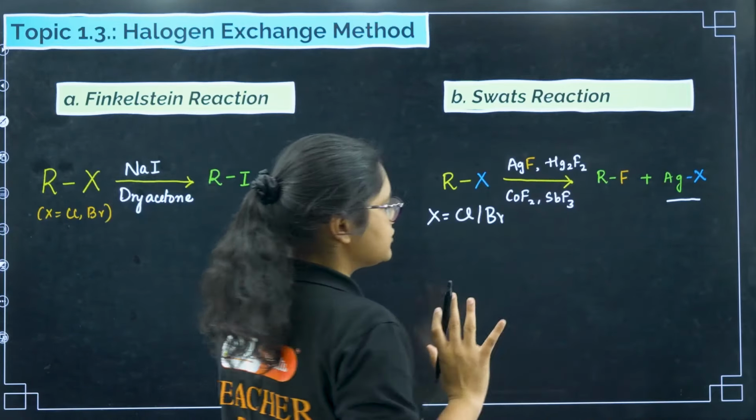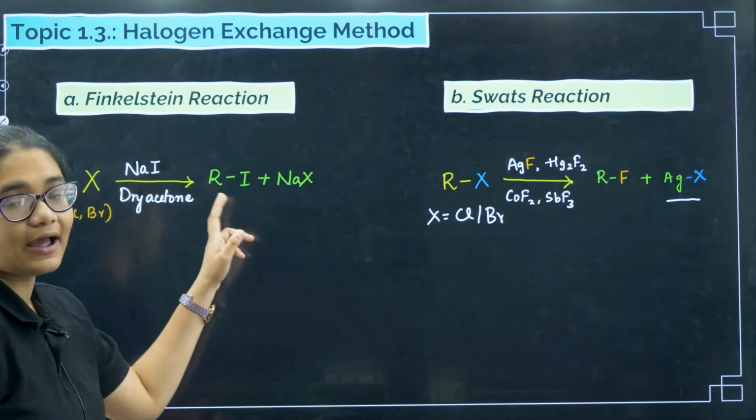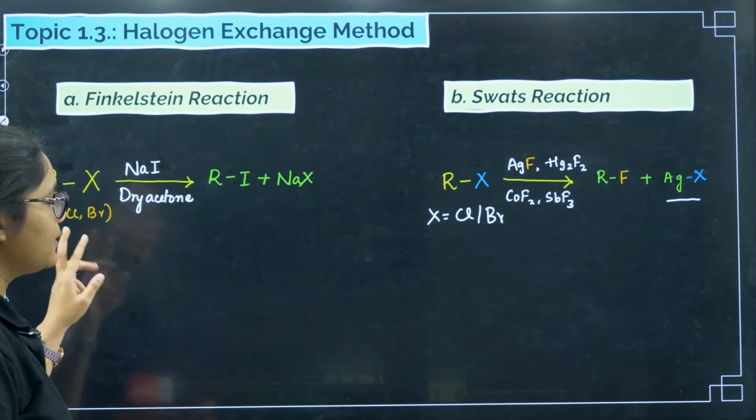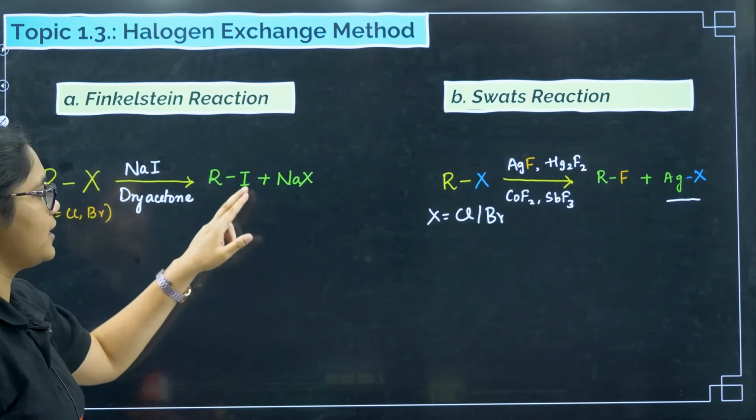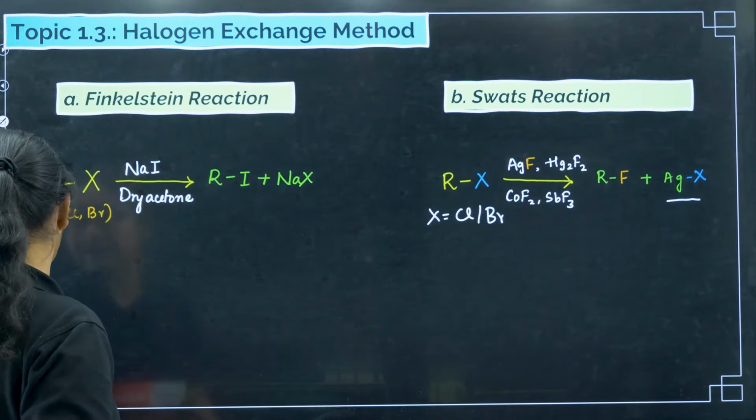So this is your Swarts reaction, and the Finkelstein reaction is for the production of RI. Here you take any haloalkane, especially chlorine and bromine, treat it with NaI in dry acetone, and you will get RI plus NaX. So these are the two important reactions.